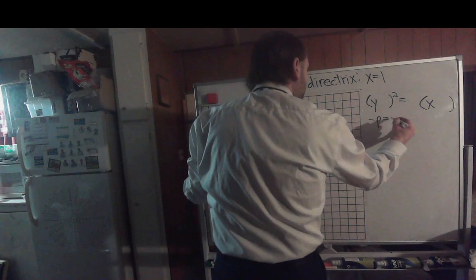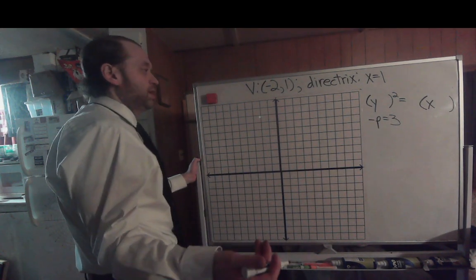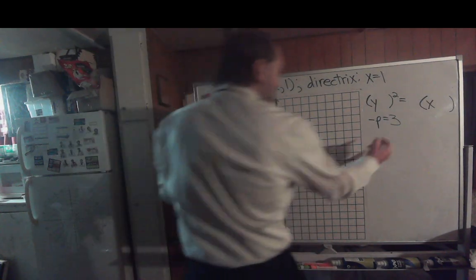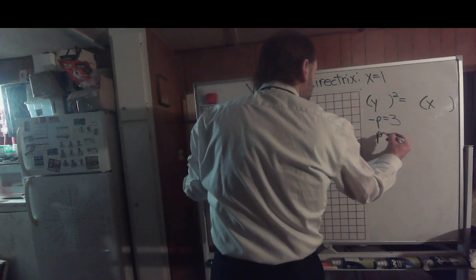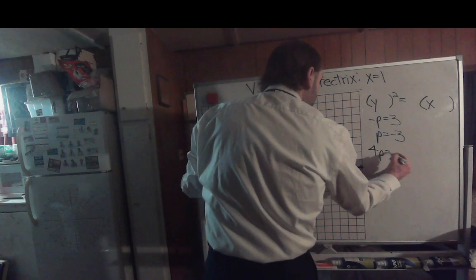negative of p would equal 3, right? Because your directrix is always the negative of p. So that would actually have to mean then that p equals negative 3. So then if you take 4p, you would get negative 12. So your coefficient should be negative 12.